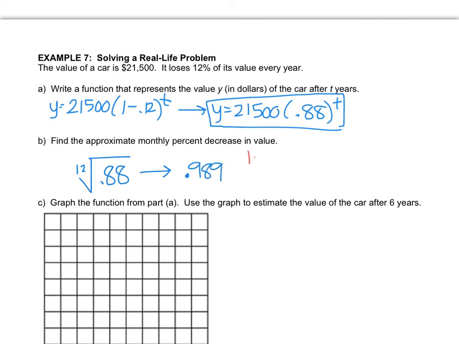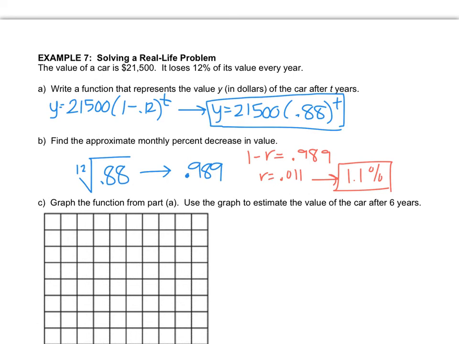So if 1 minus r equals 0.989, that means that r is 0.011, which is 1.1%. Now, the reason that you can't just do divided by 12 is because it's not linear. If it were linear, you could just say, hey, divide by 12, it's the same every month, but it's not. Multiplication and growth rates don't work like that, so we have to do it this way.